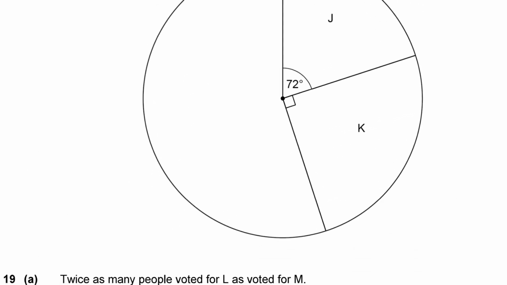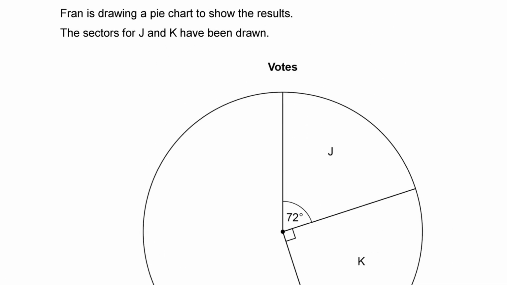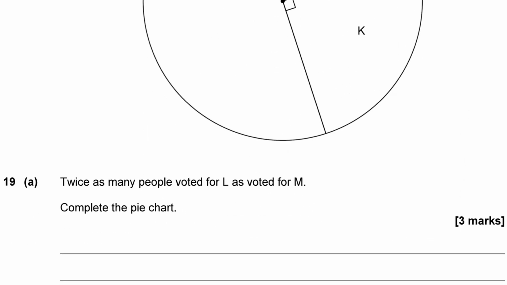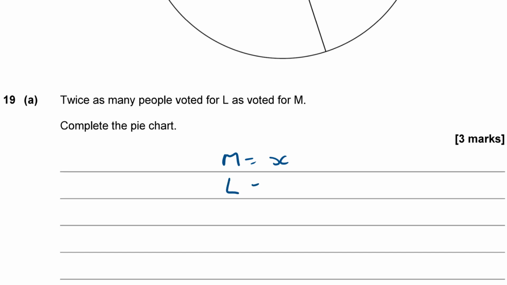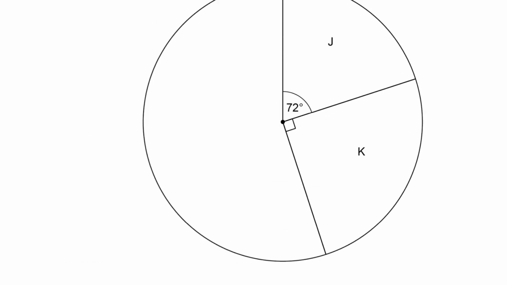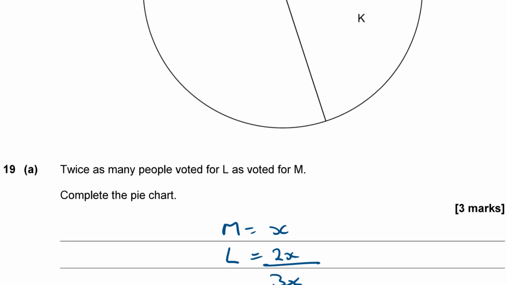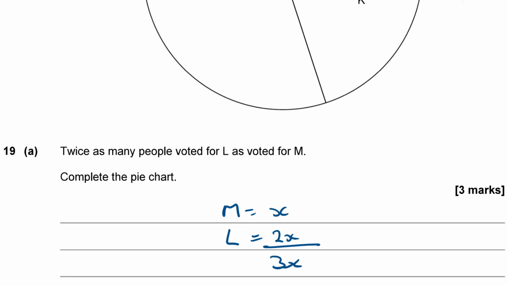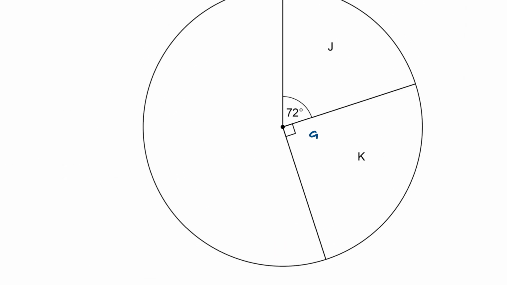Okay, so we don't know how many people voted for L and M, but we know that twice as many voted for L as for M. So let's say that the number of people who voted for M is X. Then the number of people who voted for L is going to be 2X, and between them they got 3X votes. Okay. Now, what else do we know? Do we know anything else? No. So anyway, that's 90 degrees, isn't it? So between them, J and K got 90 plus 72.